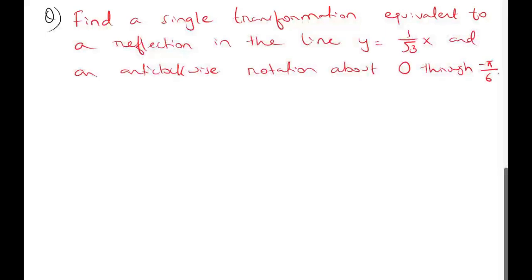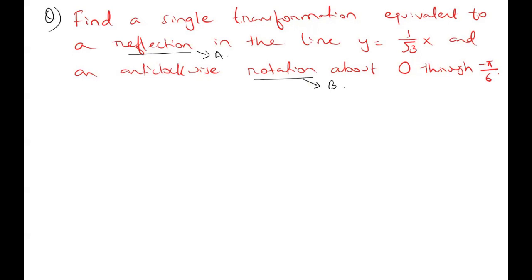Given this question, I have to find a single transformation that is equivalent to a reflection in the line y equals 1 upon root 3 x and an anti-clockwise rotation about origin through minus pi by 6. I have been given two different transformations and I have to combine them, to make a composite transformation matrix. The first transformation that we do, by definition, we take as A, and the second transformation we take as B.